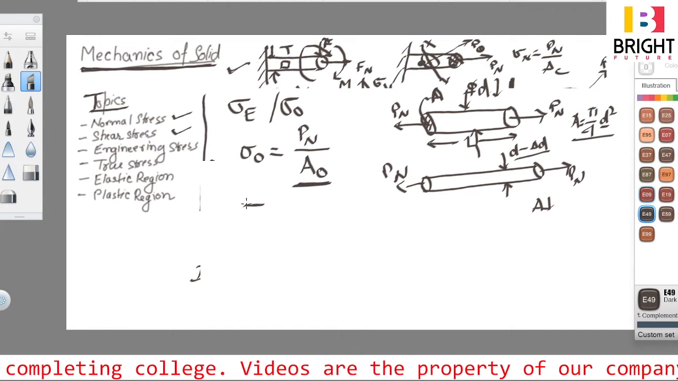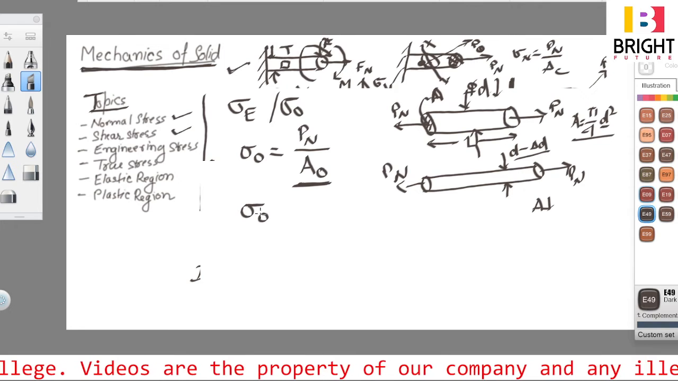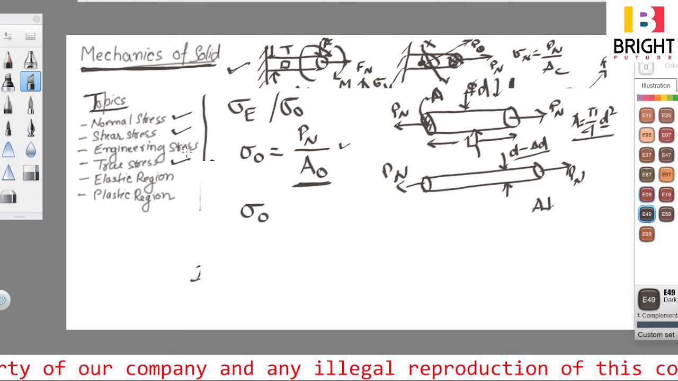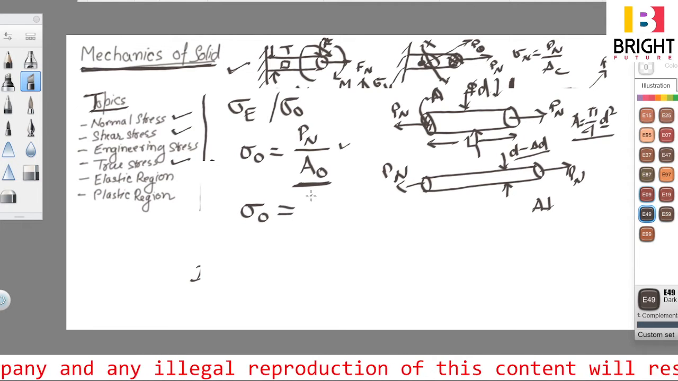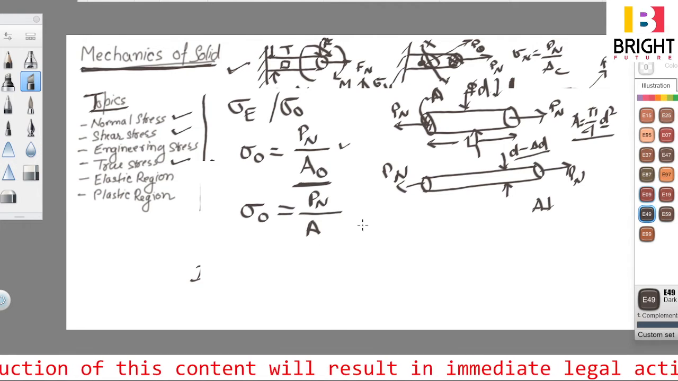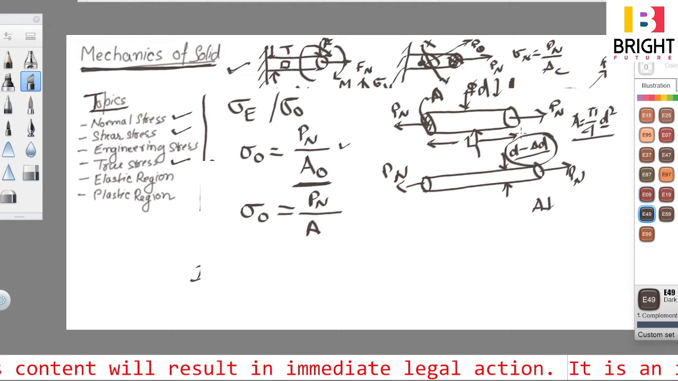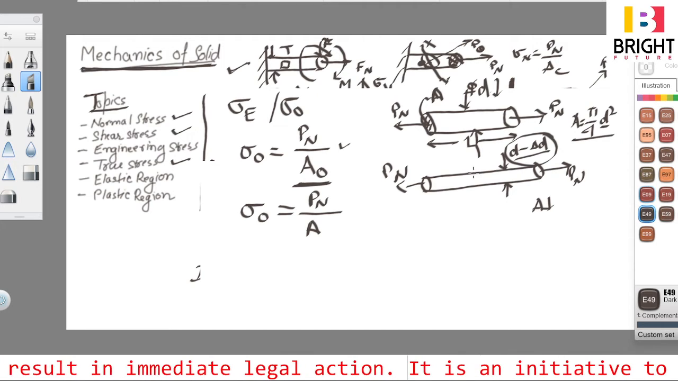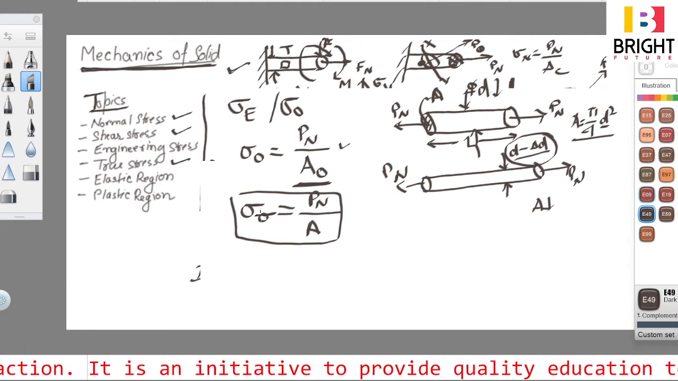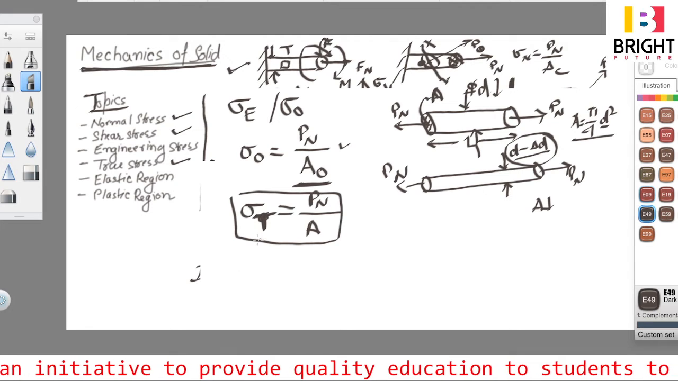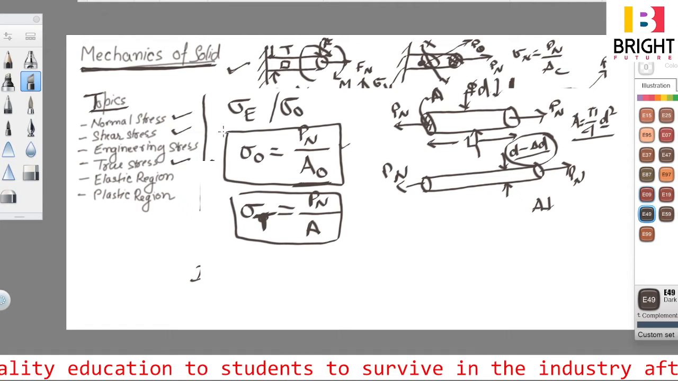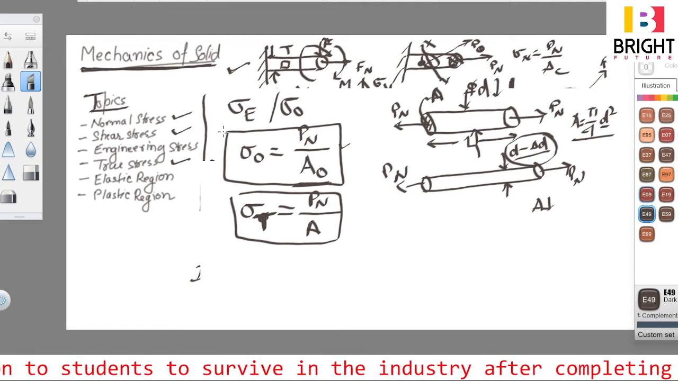Now this is known as engineering stress, but actual stress is true stress. So what will be true stress? True stress will be equal to normal load per unit actual area A. Actual area is calculated by actual diameter. Now this diameter is changing at every second. Sorry, it is represented by sigma T. This is true stress and this one is engineering stress. So you understand what is the difference between true stress and engineering stress.